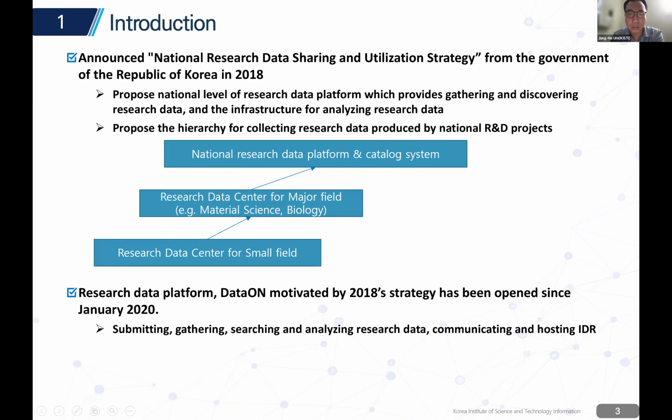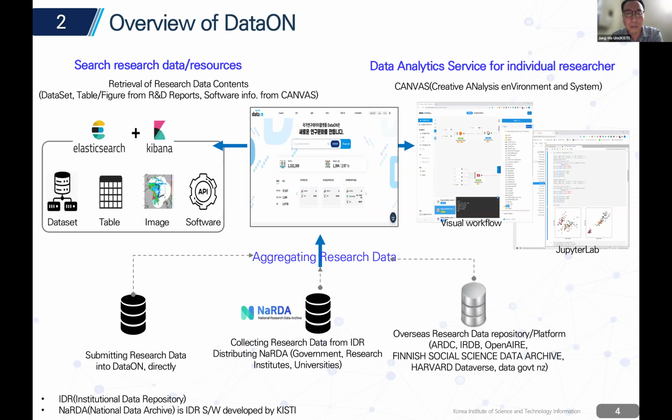I'd like to show more detail about the DataON functionalities. The main functionality of DataON consists of aggregating research data, searching research data and resources, and providing data analytics services for individual researchers. For aggregating research data, the researchers can submit research data into DataON directly. And also, we try to collect research data from governments, research institutes, and universities.